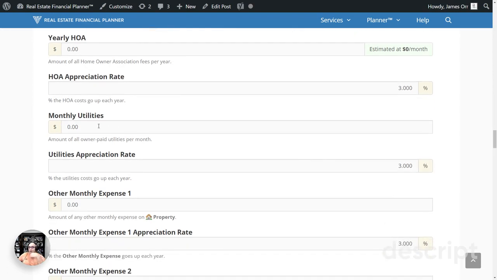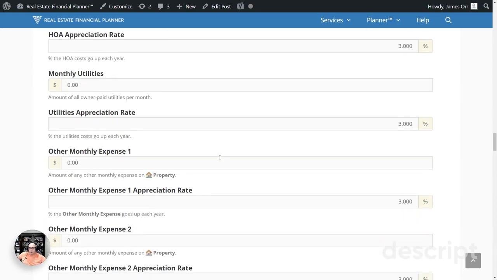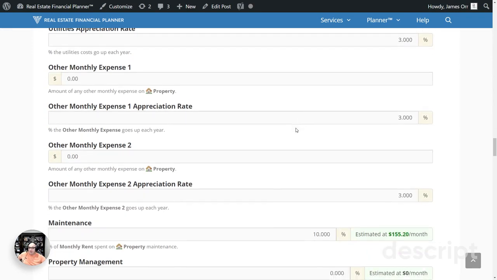Are you paying any monthly utilities when you rent the property out? In this case, the tenant is paying for all the electric and gas and all the other utilities that they have on the property. And so the landlord is not paying any. So it's $0 here for monthly utilities. And then you have a utilities appreciation rate. If you think that's going to go up faster or slower than inflation, you can adjust that independently as well. And then if you have any other monthly expenses on a property, you'd use those here for other monthly expenses, 1 or 2. So for example, if you're buying a triplex and you are responsible as the landlord for maintaining a common area or for mowing the lawn in the front of the houses or something like that, you can add a separate monthly expense in for those and a monthly expense appreciation rate.